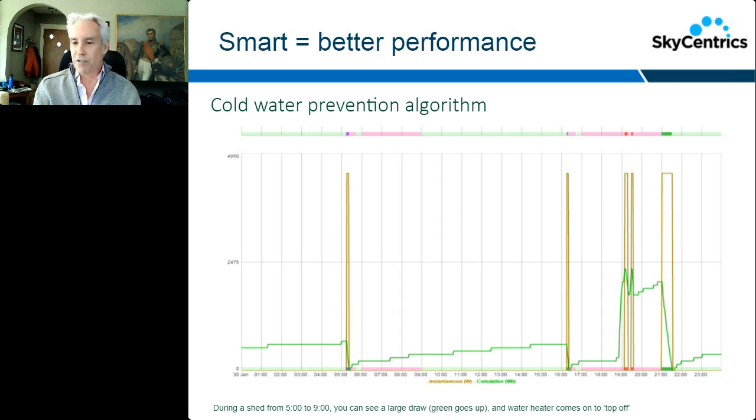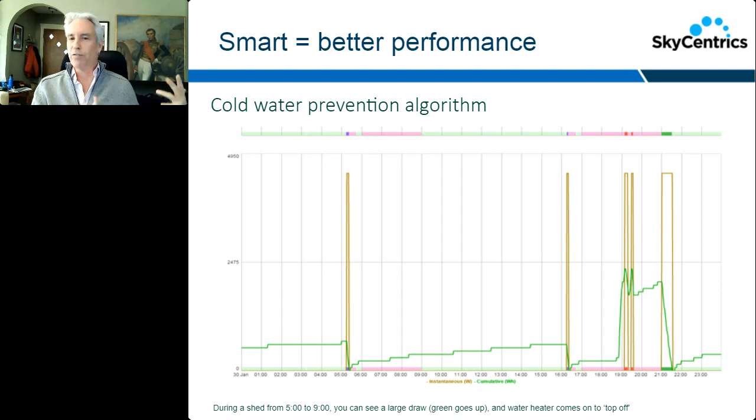But then during the shed, look at this steep green line showing that there was a big water heater draw. And then the water heater itself, we didn't have to do this. It said, oh, I'm risking a cold water event, I'll come on briefly, even though it's during the shed event. So that's the cold water prevention algorithm. And these kinds of smarts can go into all the machines.